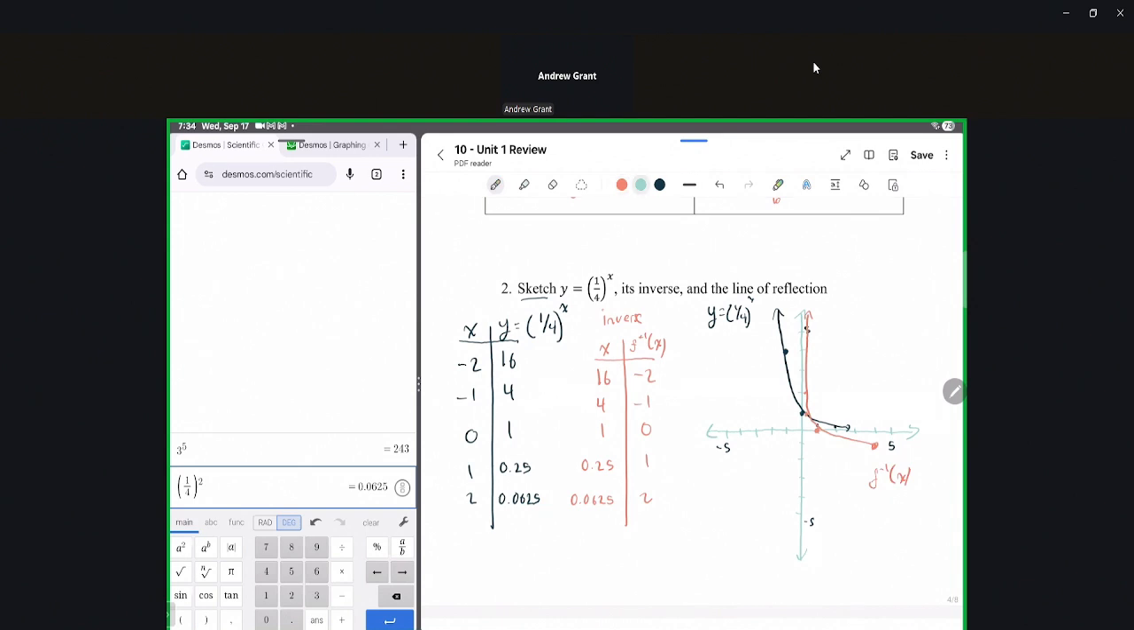And the only thing now is we need the line of reflection. So recall that the line of reflection is merely y is equal to x. So this is a dotted line that goes through the origin. If you have graph paper, ideally you would do this on graph paper so it looks nicer. But again, we try our best to make it look as nice as possible.